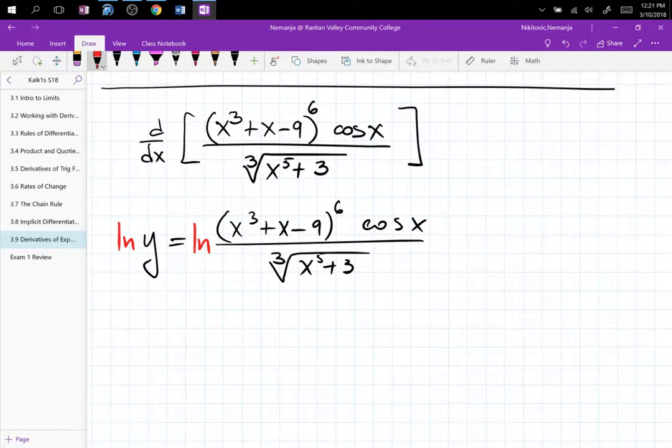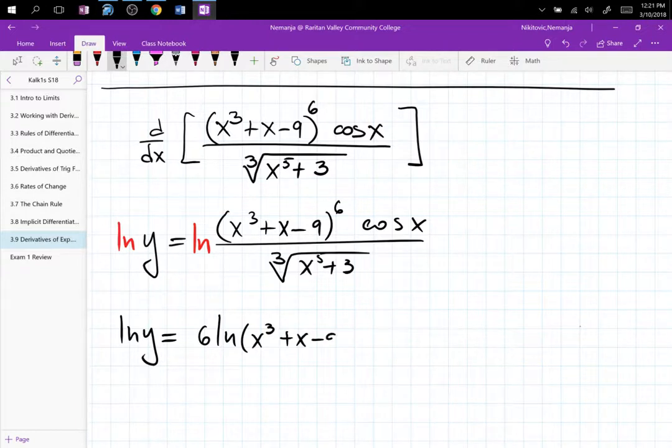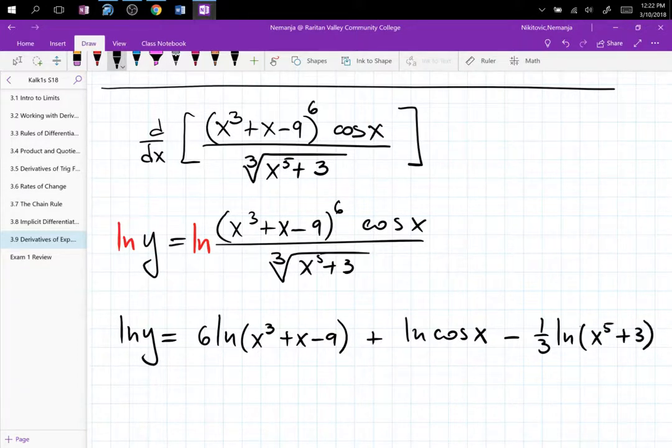And before I do any derivatives, I am going to use my formulas to expand everything. So I will have ln y is equal to 6 ln of x cubed plus x minus 9, plus ln of cosine x, minus 1/3 ln of x to the 5 plus 3. I did zero calculus so far. All I did is define the whole problem as function y, apply ln on both sides, and use the expansion formula.